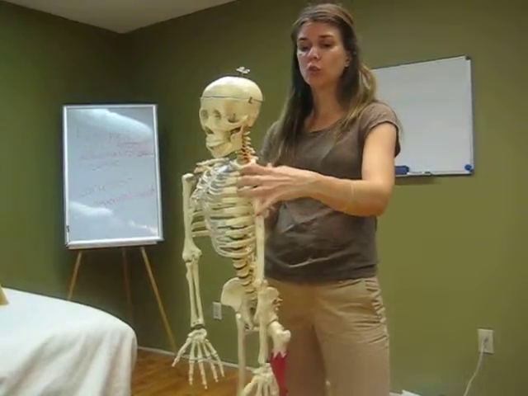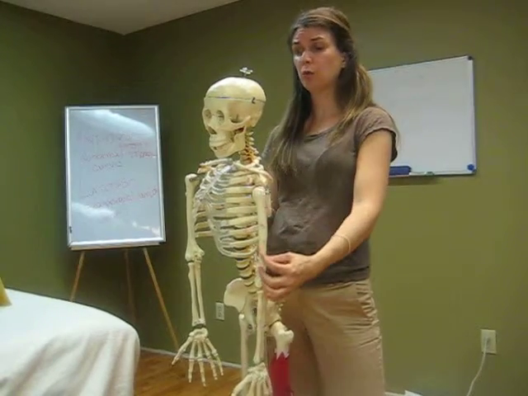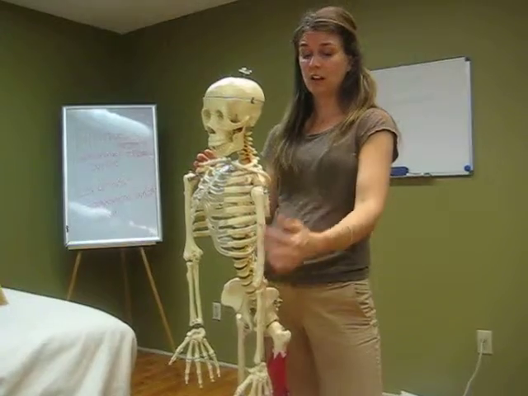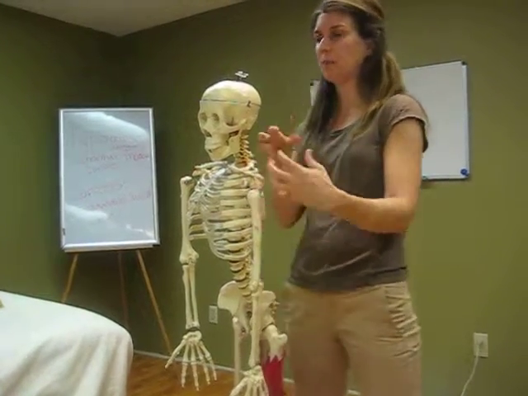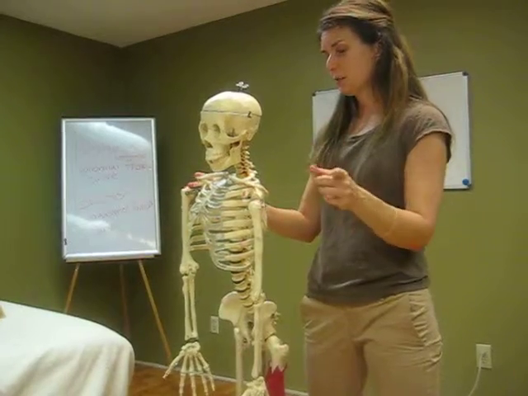And the shoulder joint itself is called the glenohumeral joint because it's where the humerus and the glenoid fossa meet up. Stop for just a second.